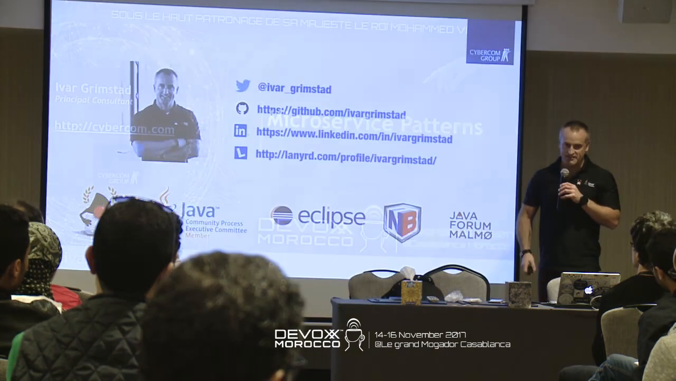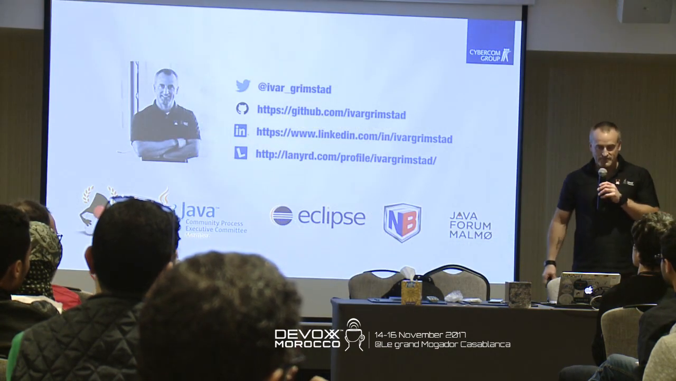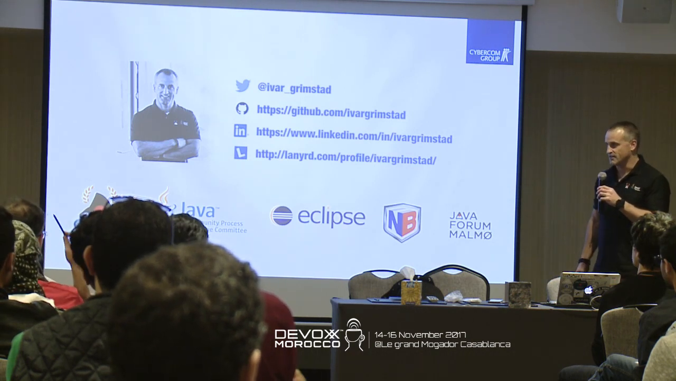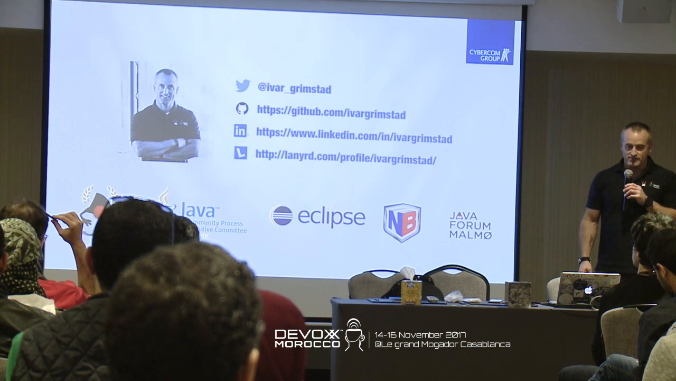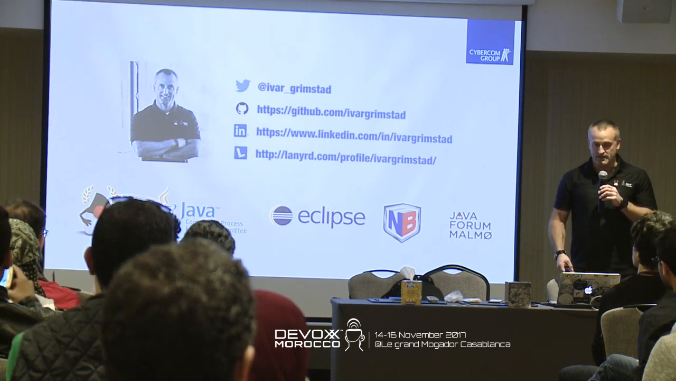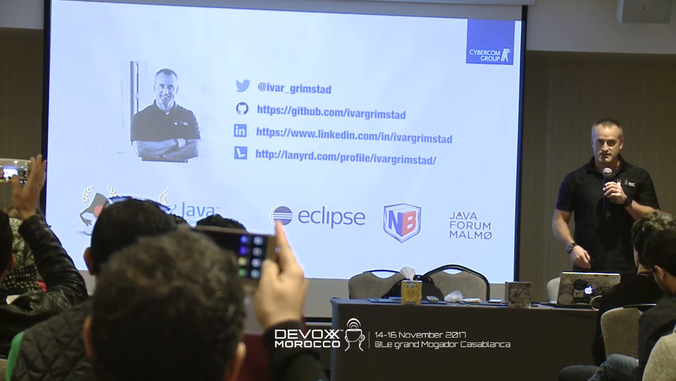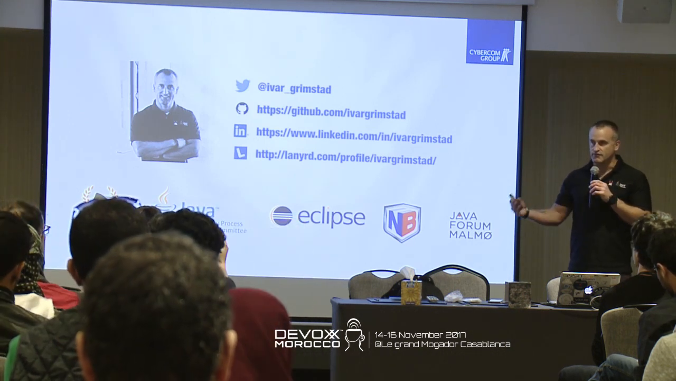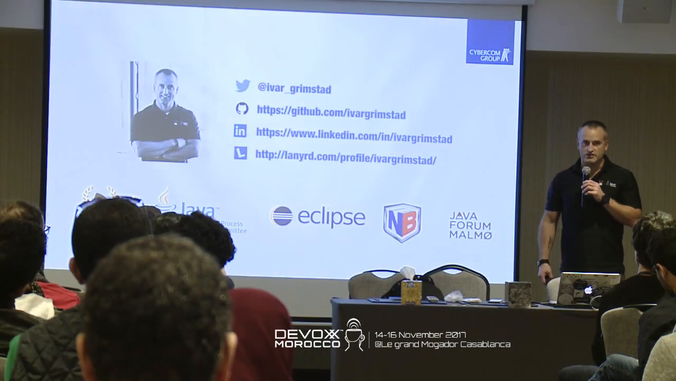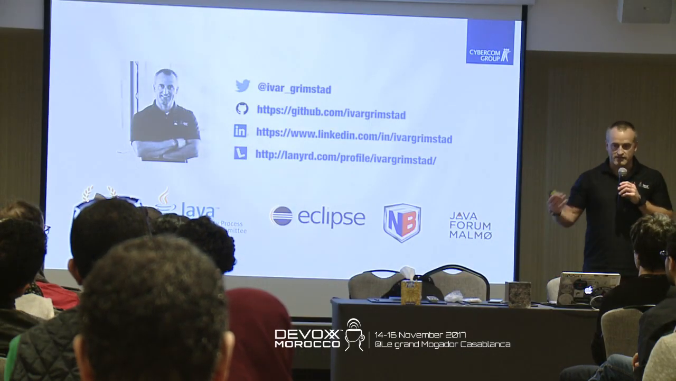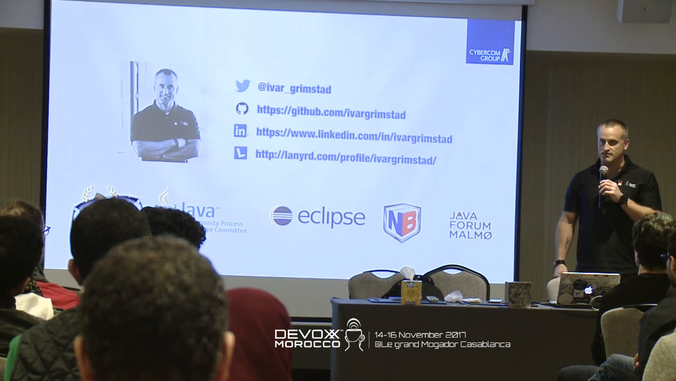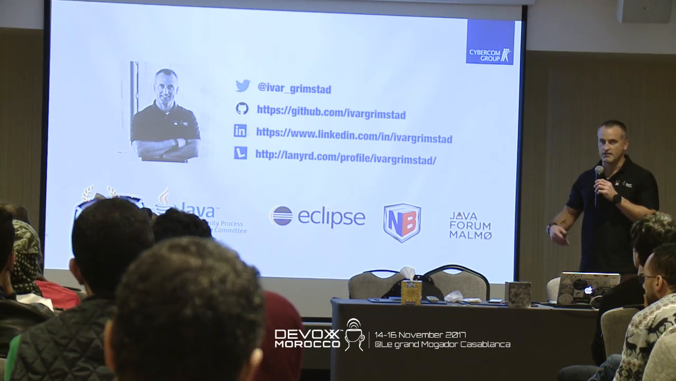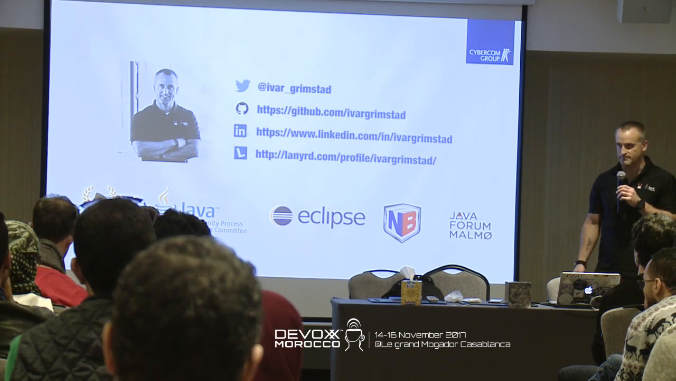So let's get started. Some words about me. My name is Ivar Grimstad. I work for Cybercom in Sweden. I'm a principal consultant there. I'm also a Java champion, and I'm in the Java Community Process Executive Committee, as well as the new PMC for Eclipse Enterprise for Java, where I'm now in my first month acting as PMC lead of that project. I'm also a NetBeans Dream Team member, and I run the local Java user group in Malmö, Sweden.